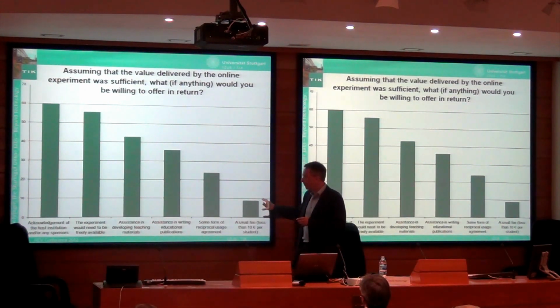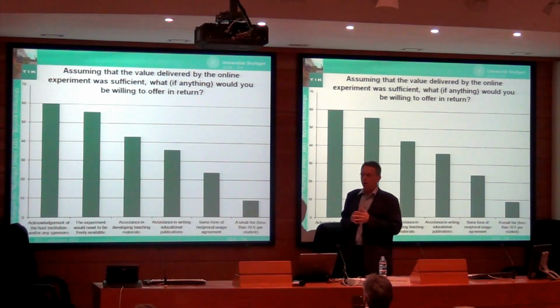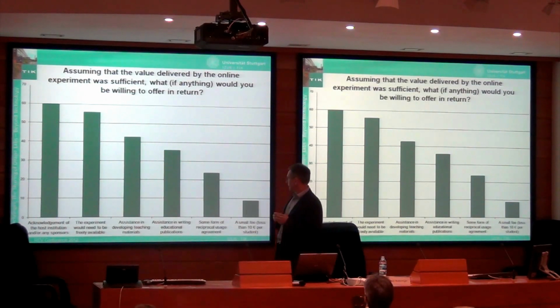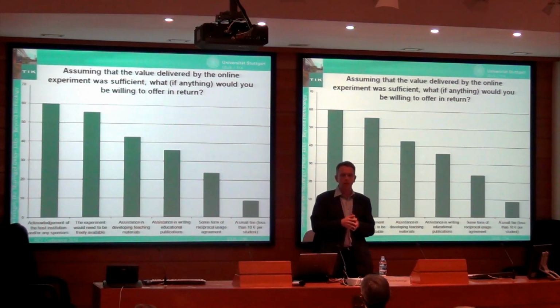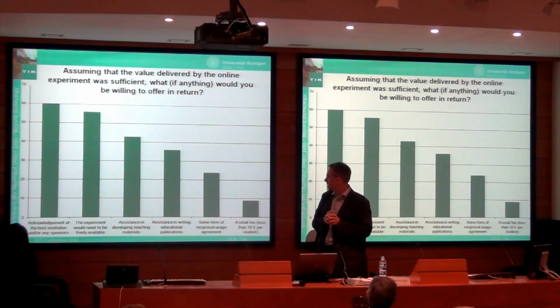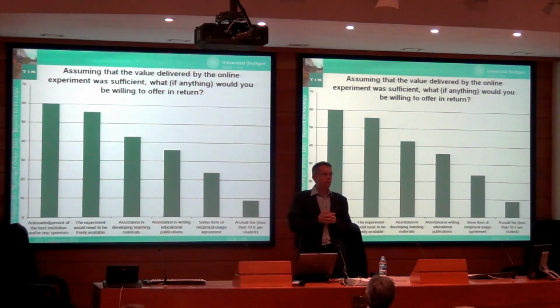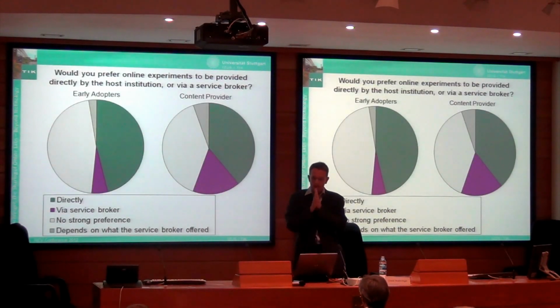This is the same for content providers and early adopters. No difference in there. It's only the lab providers who would like some form of reciprocal usage agreement, so that is something they are favoring. But still, right now they are offering their materials for free, sometimes even unlimited, and they are not expecting much cash right now for their experiments, and well, it's good because nobody is willing to pay anyway. But so this remains a big problem.